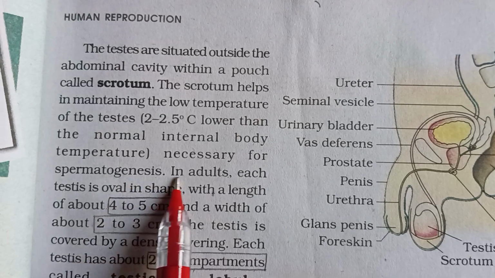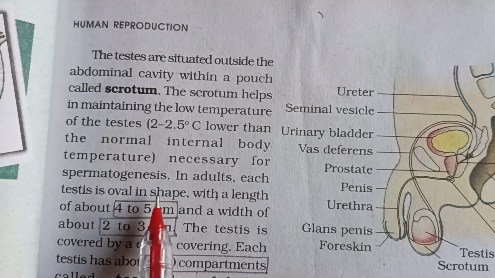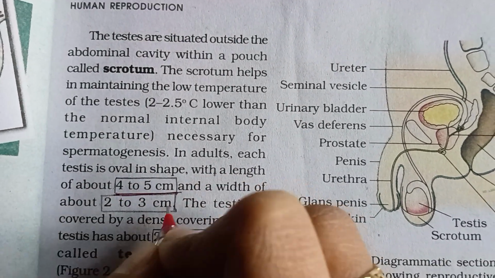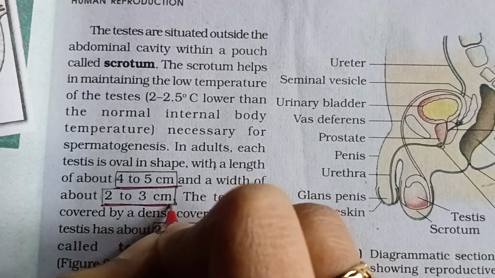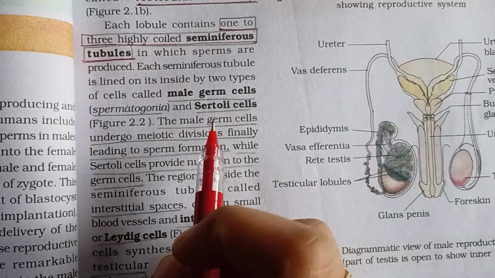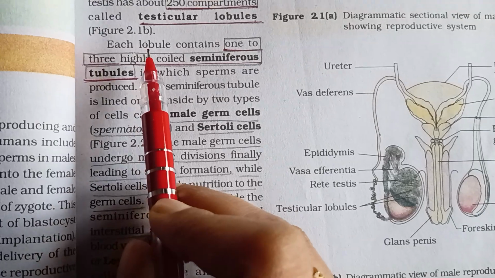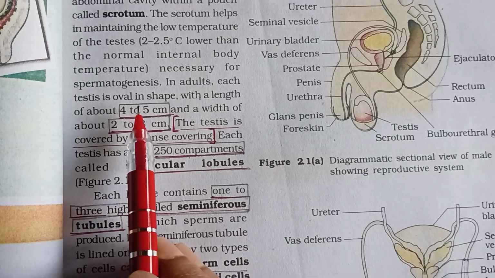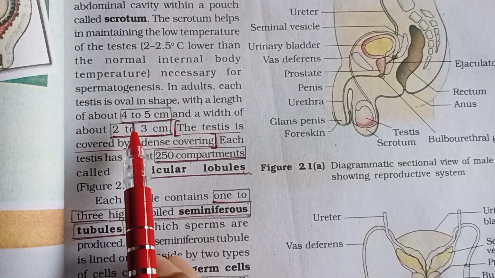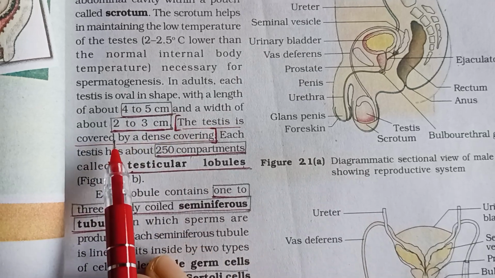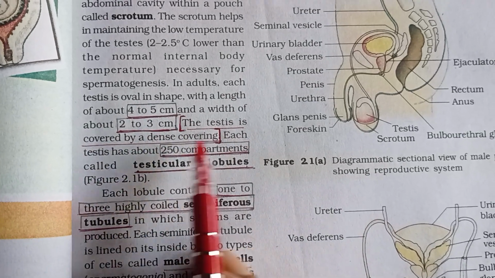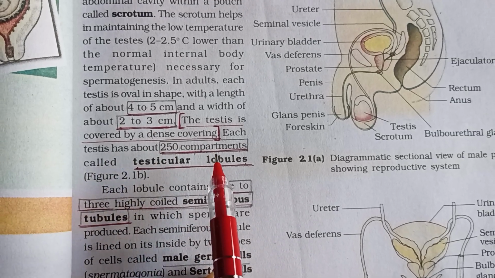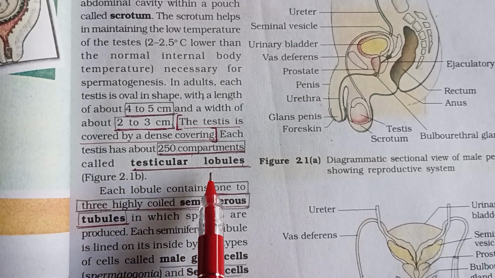necessary for spermatogenesis. In adults, each testis is oval in shape with a length of about 4 to 5 centimeters and a width of about 2 to 3 centimeters. The testis is covered by a dense covering. Each testis has about 250 compartments called testicular lobules.